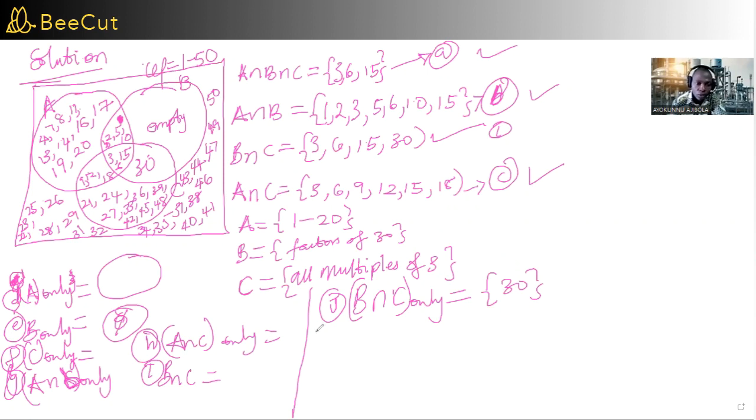Then to question K. Question K, I try to round up there. Question K said A union B, then we have A union C, then we have B union C. Let me just explain those three. So look at this. A union B is everything in A and B without repeating anything. So that means you bring all of these circles and all of this together.